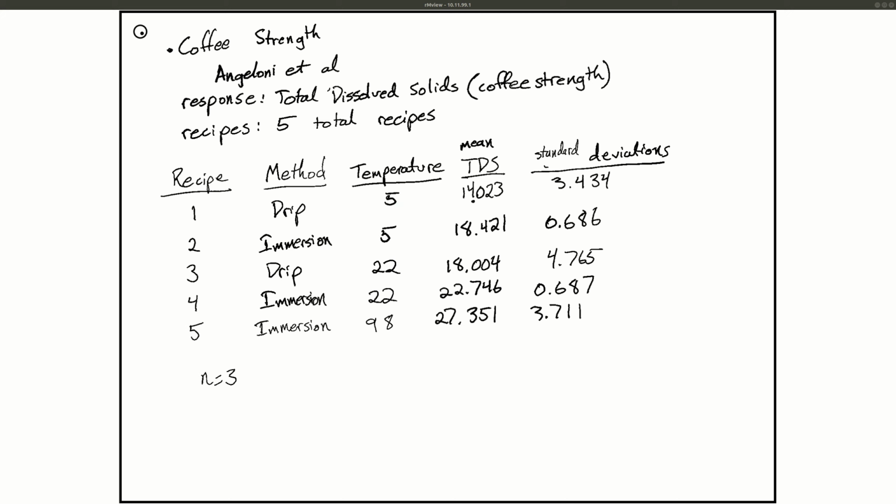So for example, let's say that we wanted to test, is the mean total dissolved solids different between those recipes that are brewed at a temperature of 5 compared to those recipes that are brewed at a temperature of 22. So here we can think about writing our null hypothesis as: is the average of mu1 and mu2 equal to the average of mu3 and mu4? And we'll do that right here.